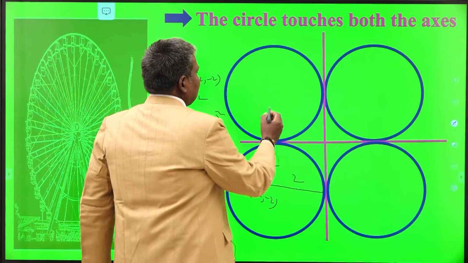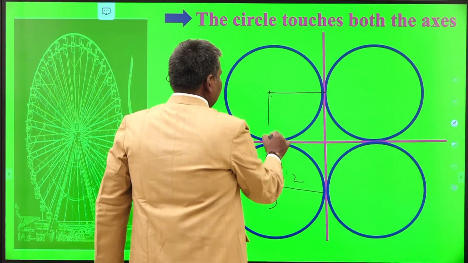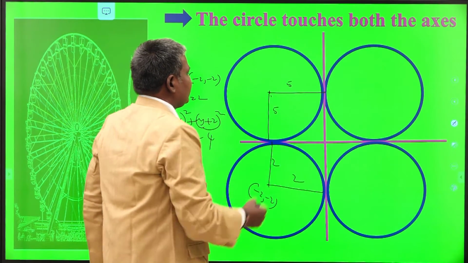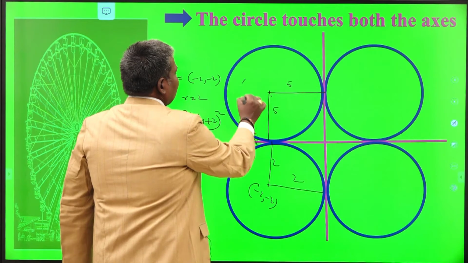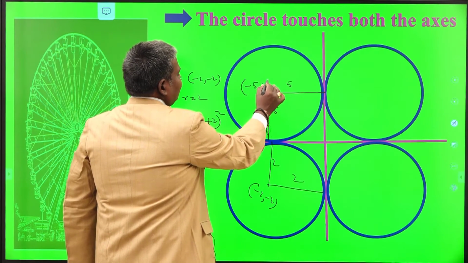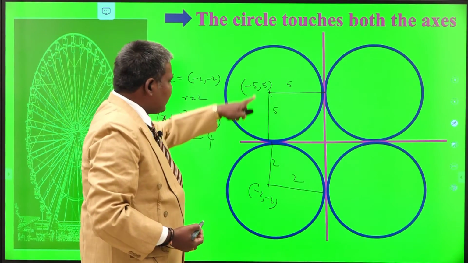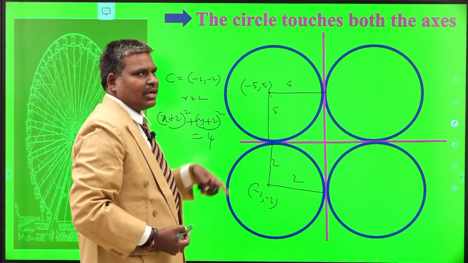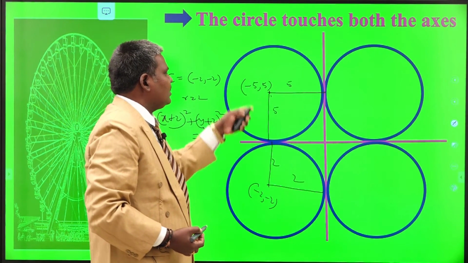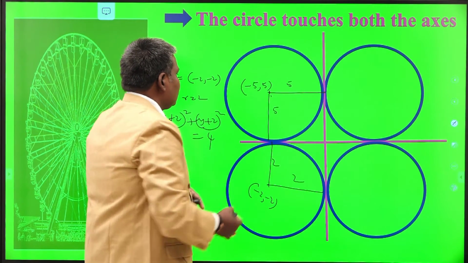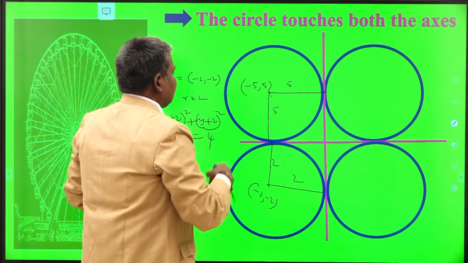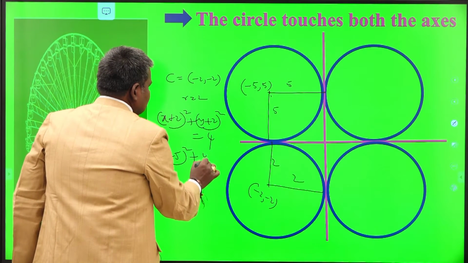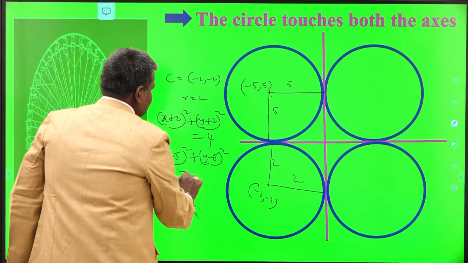Suppose your center is in the second quadrant with radius 5 units. Suppose this is 5 units, this is also 5 units. Your center is in which quadrant? Second quadrant. In the second quadrant, the center is of the form minus 5 comma 5. The distance is 5 units, here is also 5 units. Distances are always positive, but the coordinates of the center may change when the position of the center changes. So minus 5 comma 5 is the center, radius is 5. You can write x plus 5 whole square plus y minus 5 whole square is equal to 5 square.